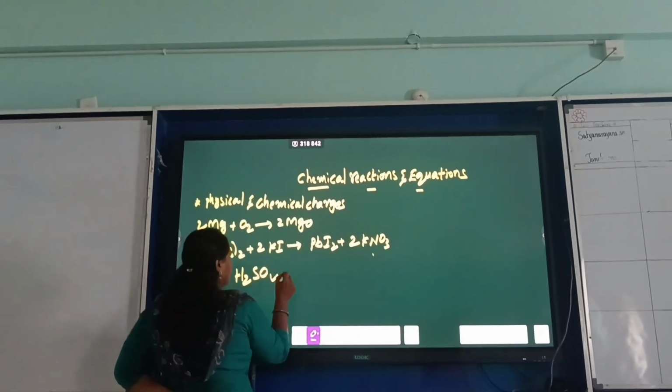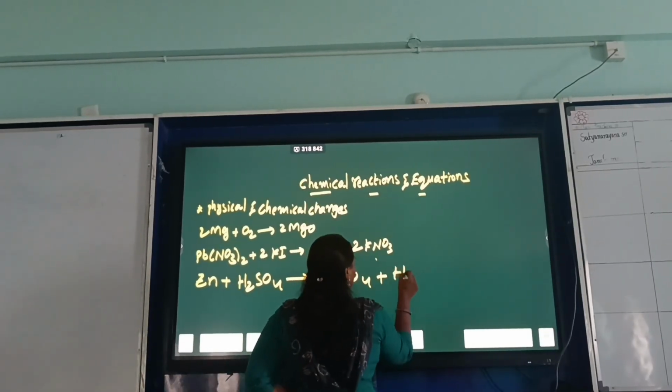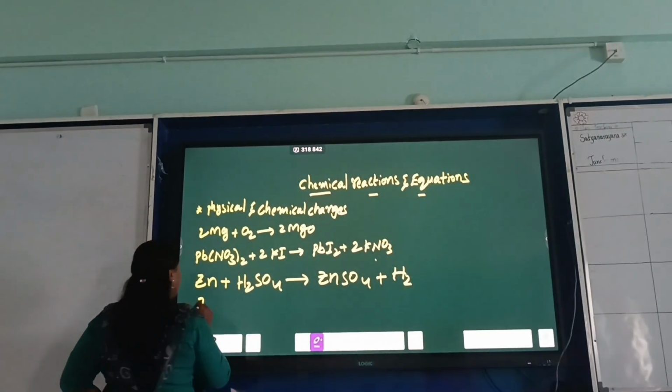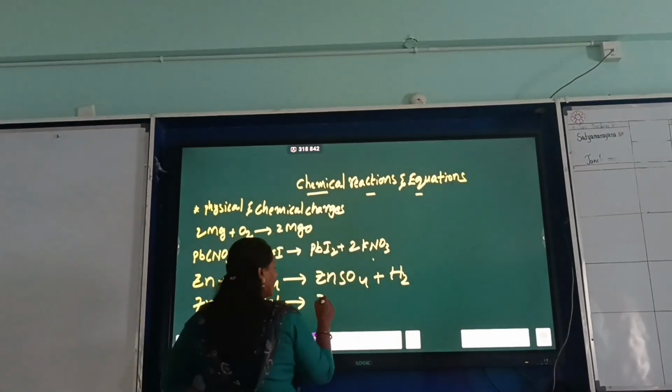Activity 2: lead nitrate reacts with potassium iodide to form lead iodide plus potassium nitrate. Here you take two solutions. So what type of reaction is this? There are types of reactions also.